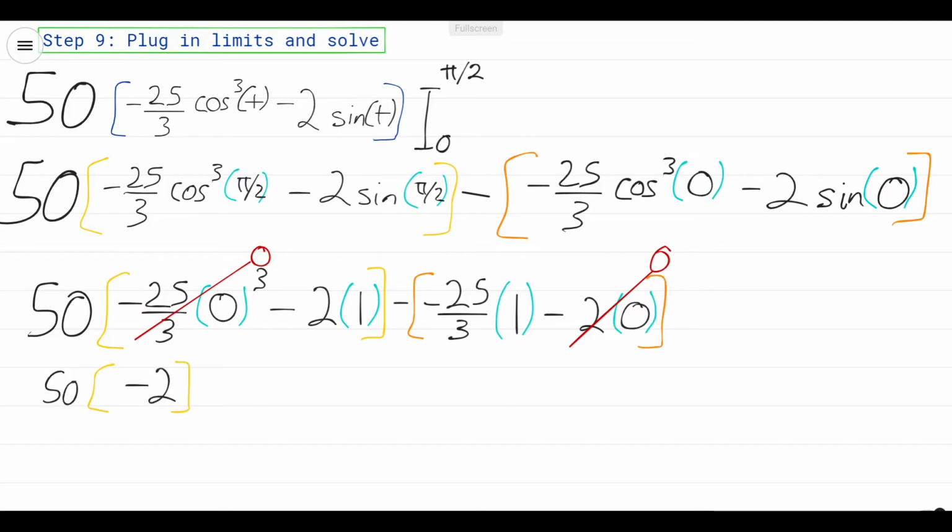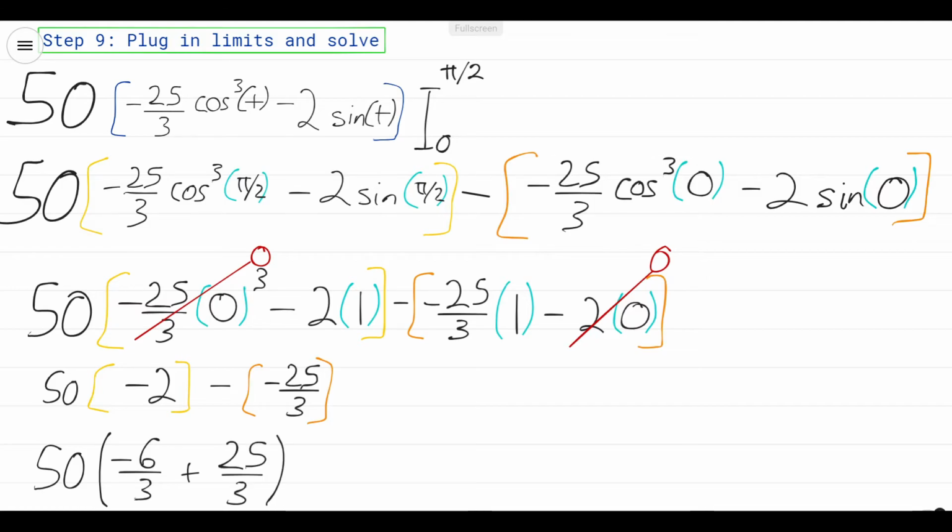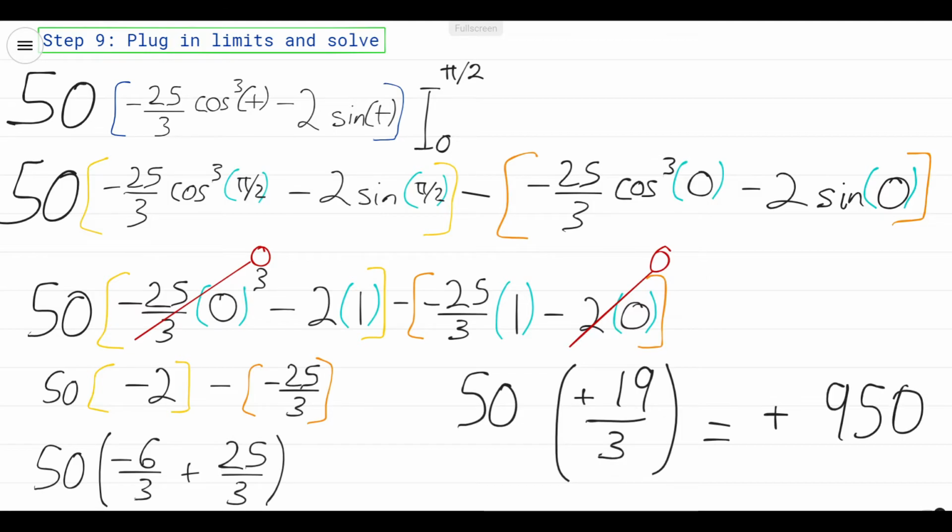So 50 times negative 2 in the yellow brackets, and then minus negative 25 over 3 in the orange brackets. And then 50 times negative 6 over 3, I'm going to have a common denominator for both of them, plus, because minus times minus is plus, 25 over 3. And this is equal to 50 times 9 over 3. And then when we evaluate this, it's equal to 950 over 3. And that's our line integral for this example.